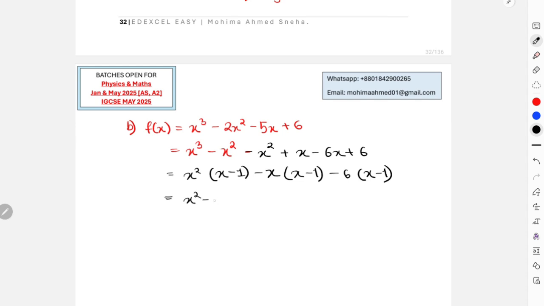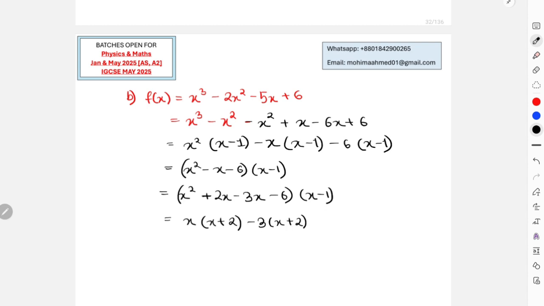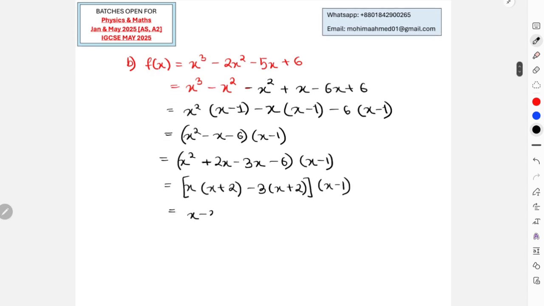After this you have x square minus x minus 6 and x minus 1. You can middle term this or factorize this easily, which is going to be x square plus 2x minus 3x minus 6, x minus 1. This will be positive 2, and then you can take x common, so x plus 2, minus 3 common, x plus 2, and then x minus 1, right? This factorization process of this cubic equation is very less time consuming. I think long division over there is a very lengthy process and time consuming, so I preferably choose to do middle term or factorization for cubic equations also, and I teach all my students to follow this method over here.